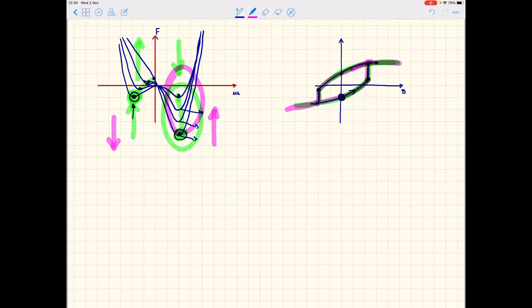If you give me a value of magnetic field and you tell me what is the magnetization you have there, well, if you let the system equilibrate, I can tell you what is the true minimum. But if you ask me what is the value for the physical system, it depends on the history, on the way you change the magnetic field in time. Okay?